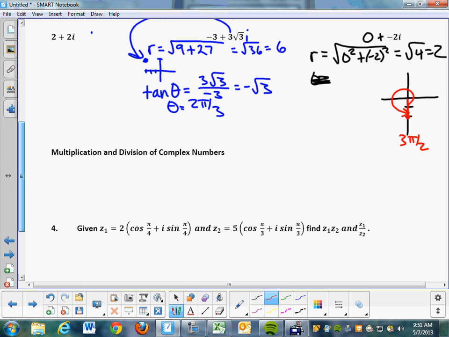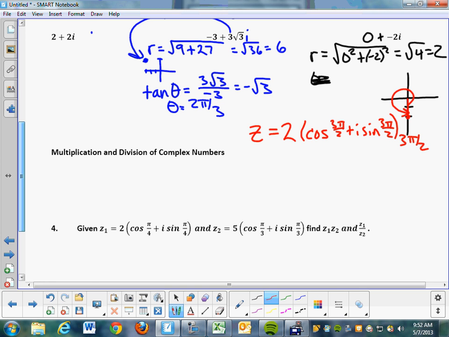So what we have here now is we have z is equal to r, which is 2, times the cosine of 3 pi over 2 plus i sine of 3 pi over 2.